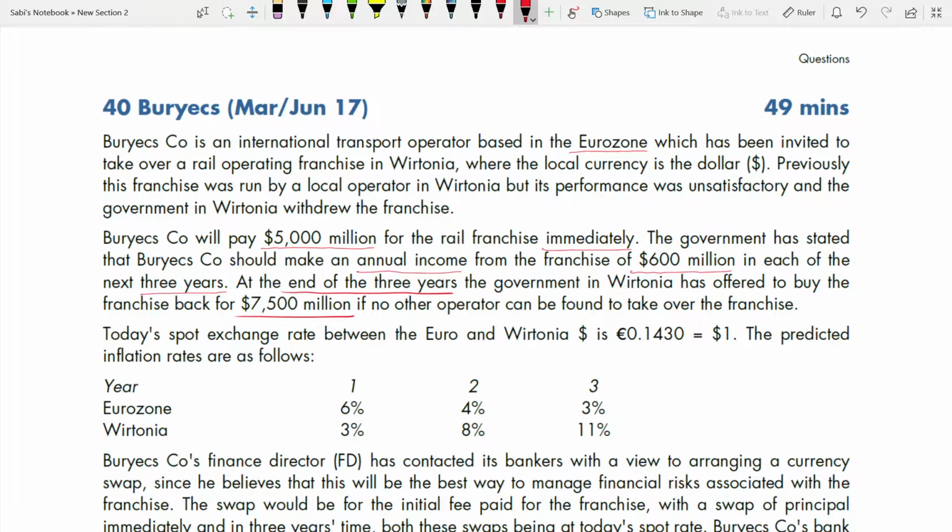Now I will not read it further now. You have to tell me why the inflation rates are given for both the countries for all the 3 years. You have been given the spot rate, you have been given the inflation rate. Why is that? You are given the inflation rate so that you predict the exchange rate for all the 3 years. That's why you are given this inflation. You have to use one equation. What is that equation?